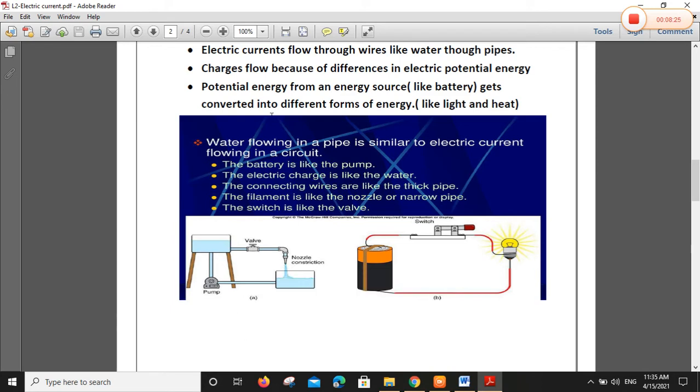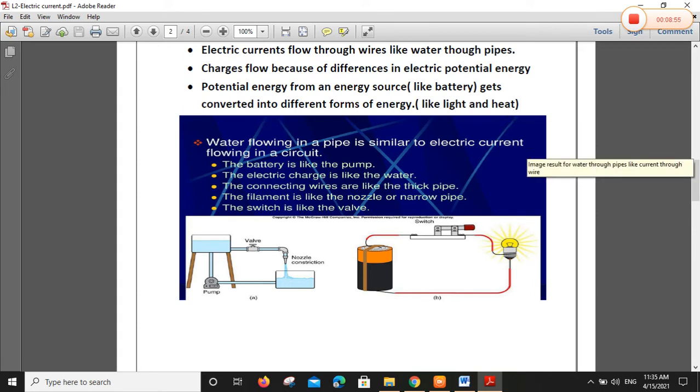So potential energy from an energy source like a battery gets converted into a form of energy like light and heat, as we told you before, the energy transformation, changing from one form to another. Yes, also potential energy from an energy source can be changed into light energy, heat energy, sound energy, and so on.